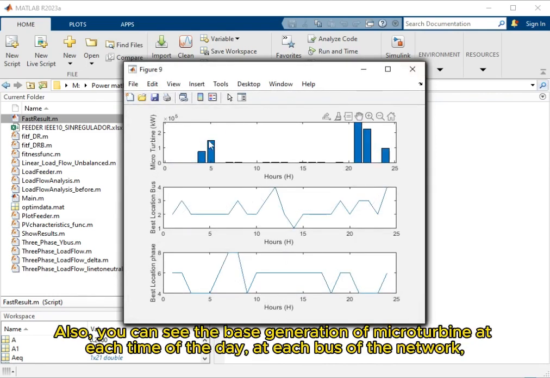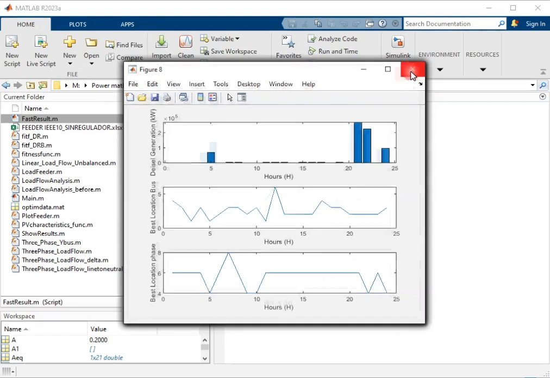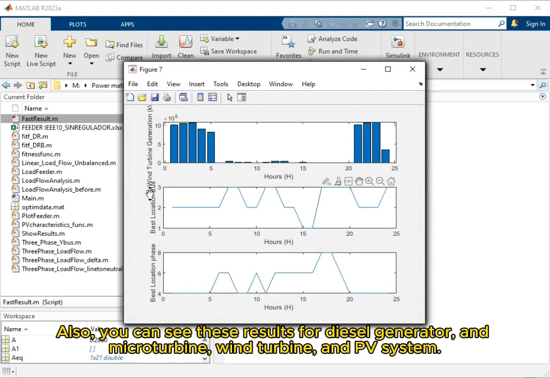Also, you can see the best generation of microturbine at each time of the day, at each bus of the network, and each phase of the network. Also, you can see these results for diesel generator, microturbine, wind turbine, and PV system.